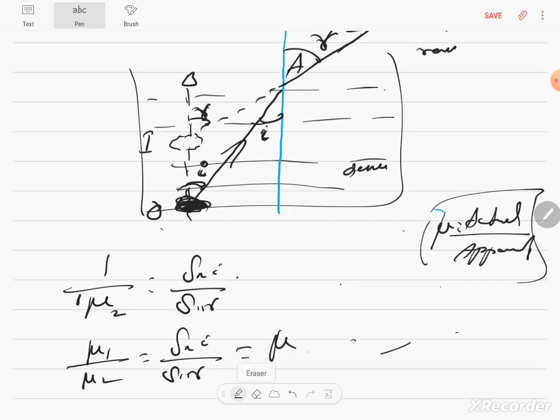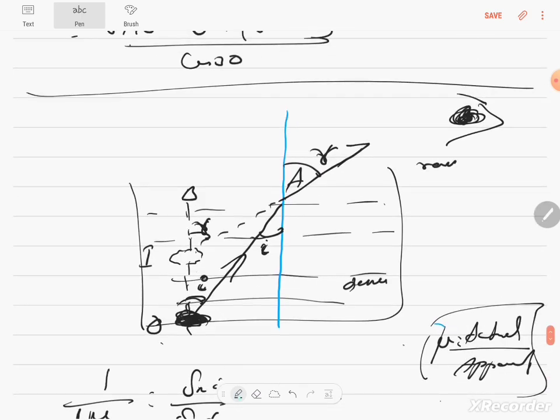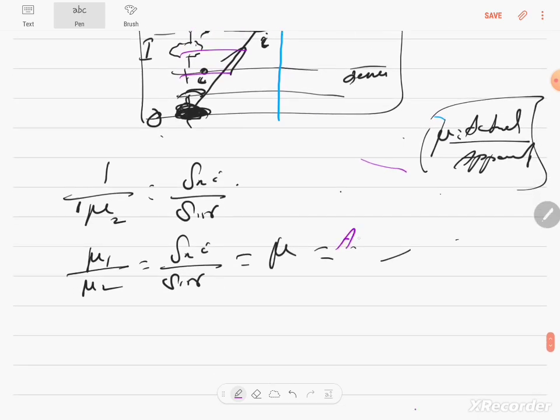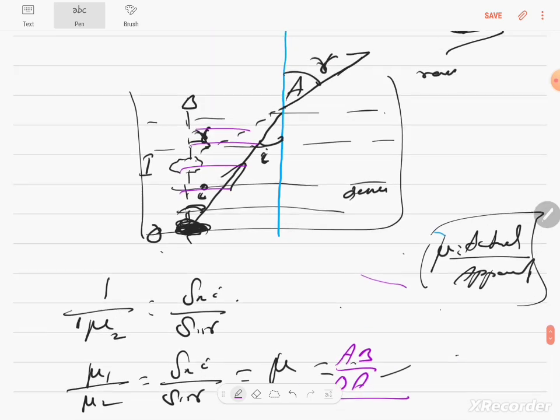But what is sin I from this triangle? Can you take this triangle? What is sin I? Opposite by hypotenuse. What is opposite? AB. Hypotenuse is OA. So it's AB by OA.